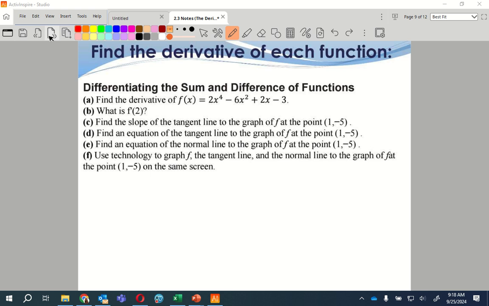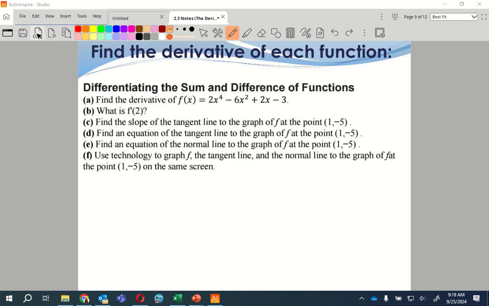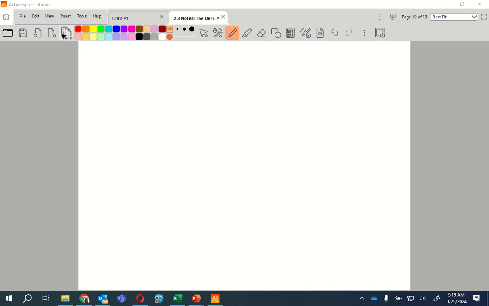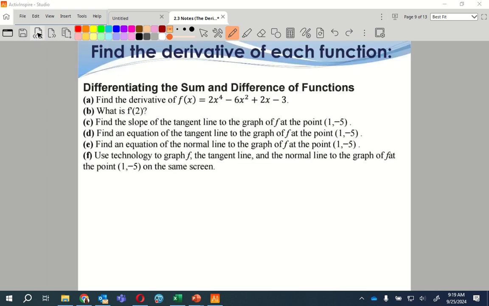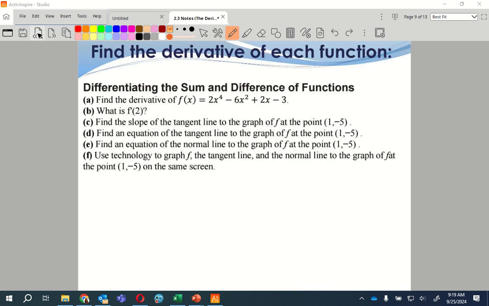And right here, find the derivative of this one: 2x to the fourth minus 6x squared plus 2x minus 3. And this is my f of x.